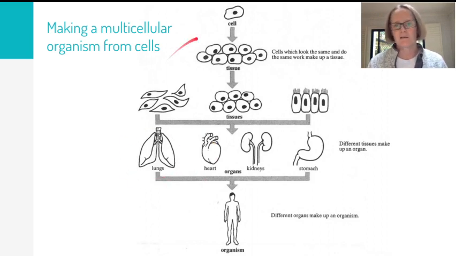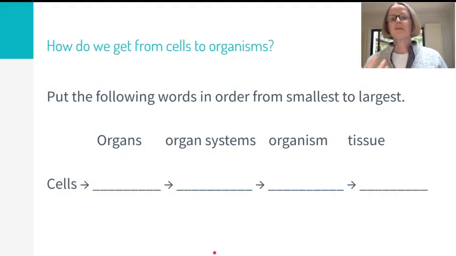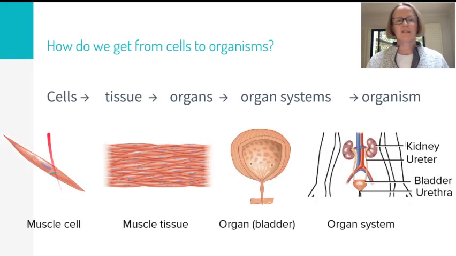So a cell joins together to make tissues. The tissues join together to make organs, and then we can bring all those organs together in different systems to make something as complicated as a multicellular organism. So if we were to put these in order from smallest to largest, if we started off with cells, what would come next? Let's have a look. Tissue, then organs, then organ systems, then organism.